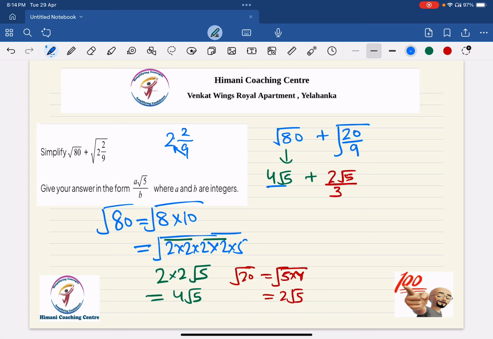Now what should we do? Put a 1 below. Unlike fractions, the LCM of 1 and 3 is 3. We need to multiply this with 3. So multiply this also with 3. So 3 times 4 root 5 is 12 root 5, plus 2 root 5 upon 3. So the answer is 14 root 5 over 3, and that is how we solve this question.